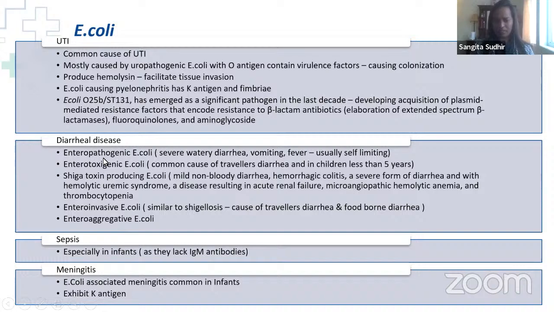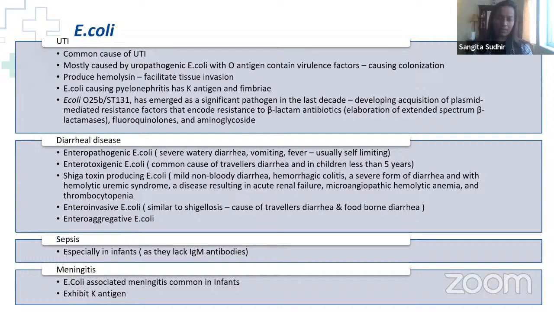You may have learned in your lower classes about enteropathogenic E. coli. This causes severe watery diarrhea, vomiting, and fever. Enterotoxigenic E. coli is similar to traveler's diarrhea. And usually we can see outbreaks in nurseries for children less than 5 years of age. Shiga toxin producing E. coli, there are Shiga toxin 1 and Shiga toxin 2. These are more fatal, they can cause hemorrhagic colitis, hemolytic uremic syndrome, acute renal failure, microangiopathic hemolytic anemia, and thrombocytopenia.